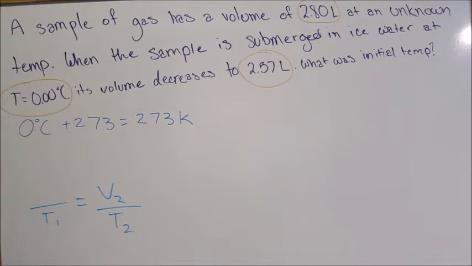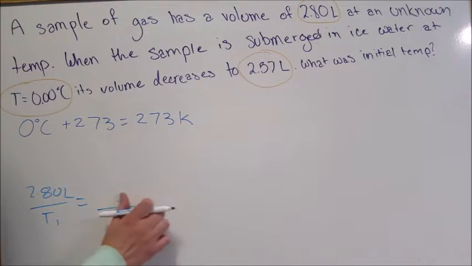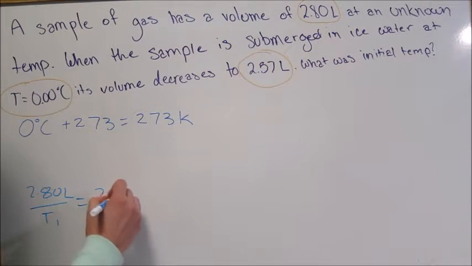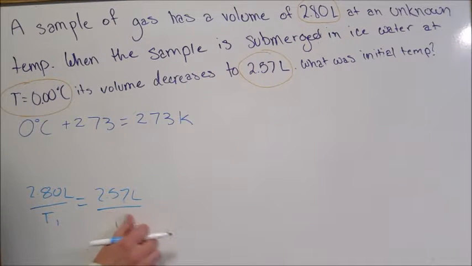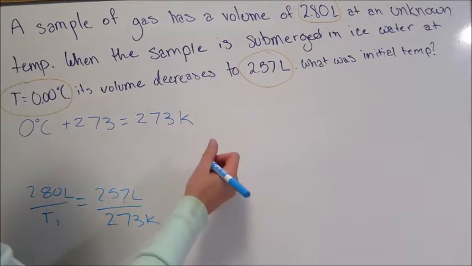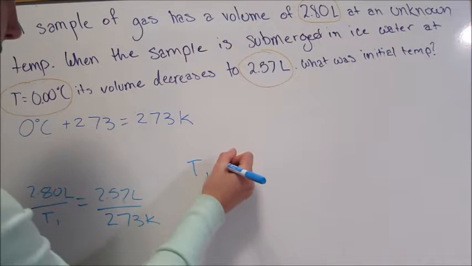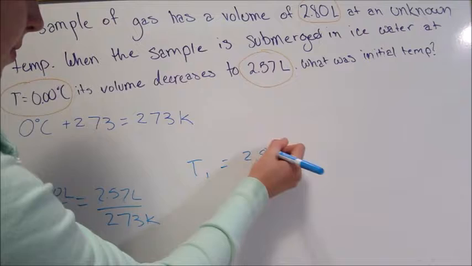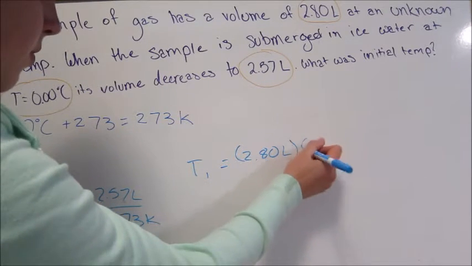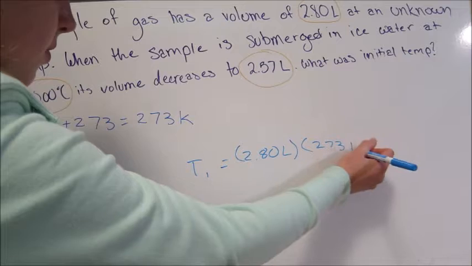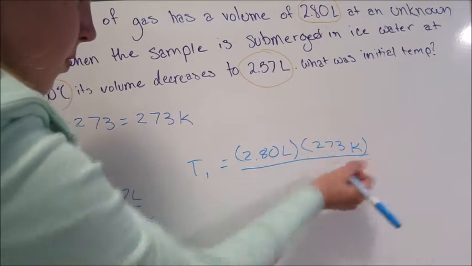So we'll have 2.8 as our V1 and 2.57 as our V2. And then our T2 is 273 Kelvin that we just solved for. And we're trying to find T1. Okay, so all we need to do next is multiply 2.8 liters times 273 Kelvin over 2.57 liters.